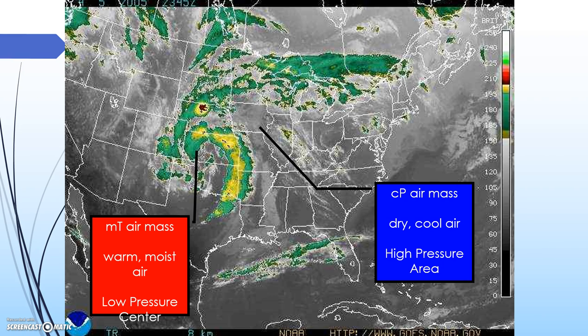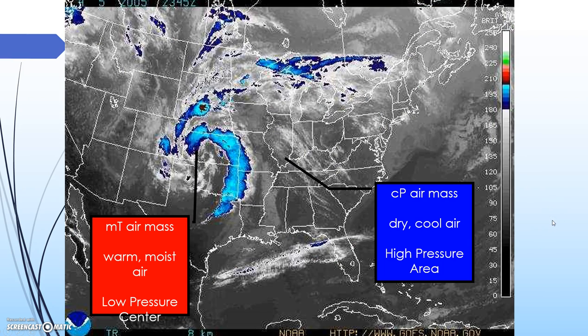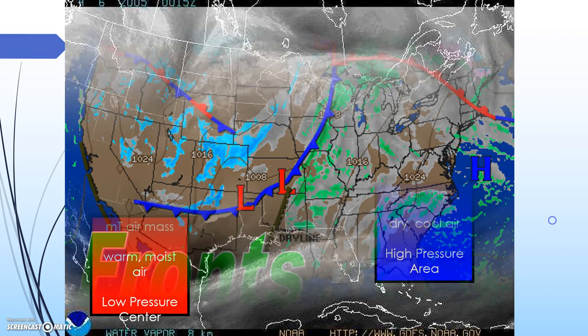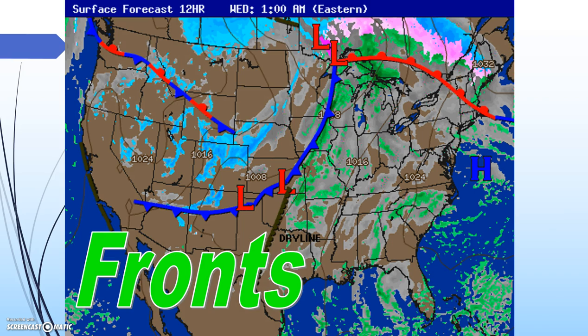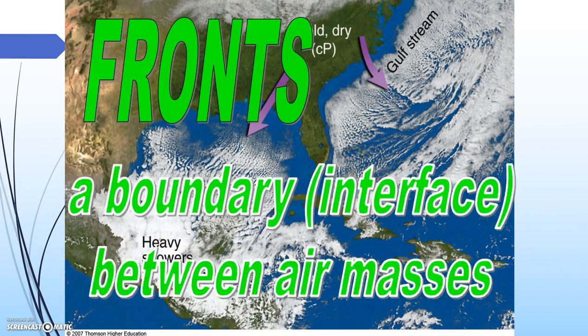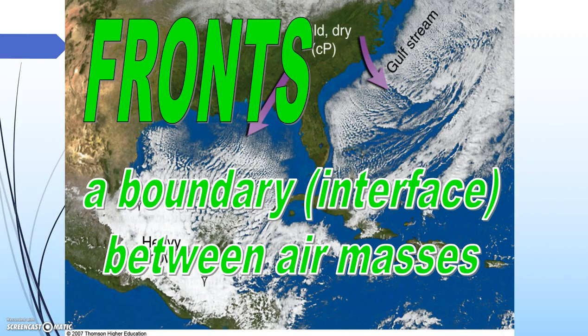Here's another air mass where you'd have to associate the air masses onto the map. Maritime tropical, warm and moist. Continental polar, dry and cool. Once you deal with the air masses, you can associate them with the appropriate fronts. A front is where two air masses of different characteristics meet. Cold and dry air, meeting warm and wet air. So a front is a boundary between air masses.